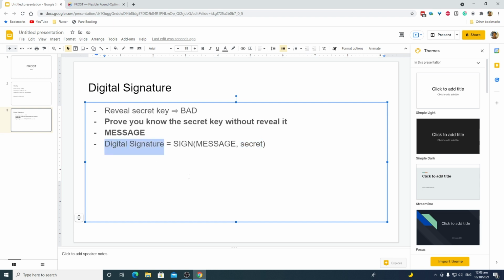And the idea here is that if the message changes, or if you have obviously a different secret, the output digital signature will be different. Somebody who receives that digital signature, so the inverse, not inverse, but the companion algorithm would be verify.